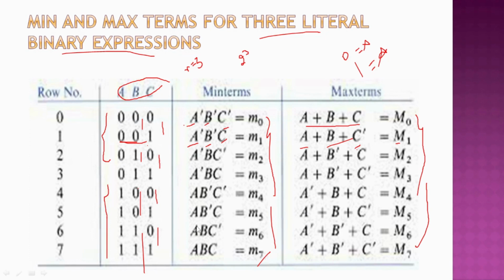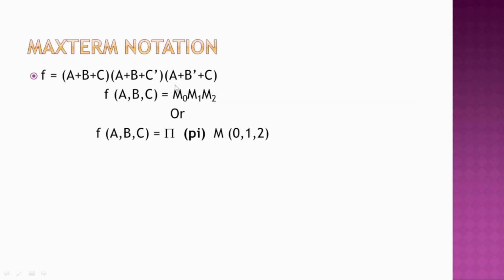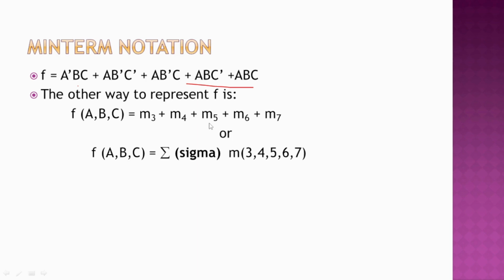See here, AB dash C dash. This is AB dash C dash. It is represented with M4. Afterwards AB dash C. Compare with the truth table to fill this value. That is represented in minterm notation as M5, and this is represented with M6, and ABC is represented with M7.